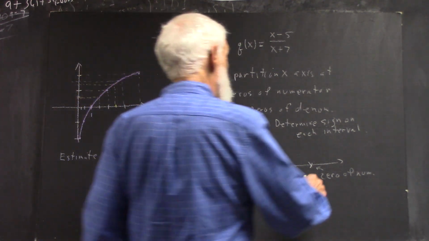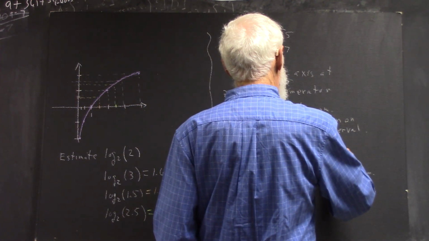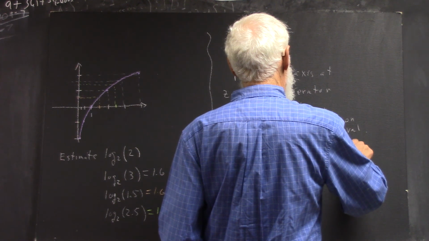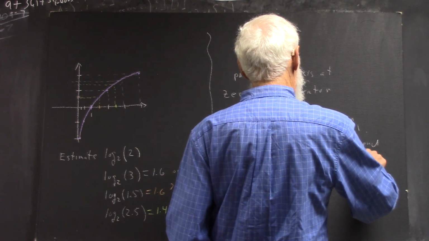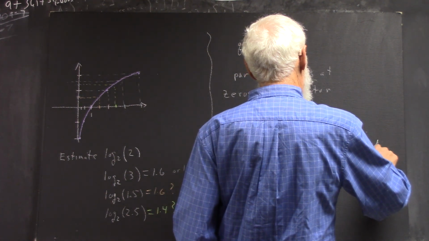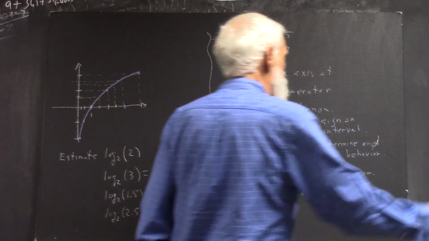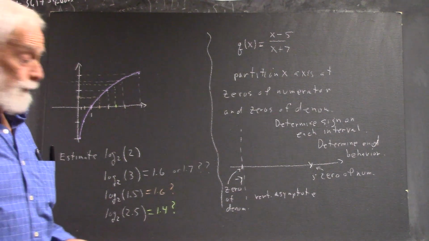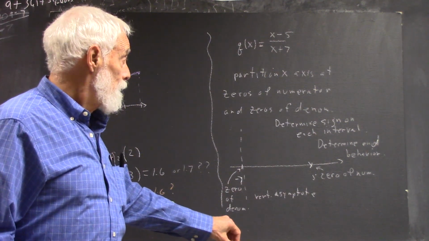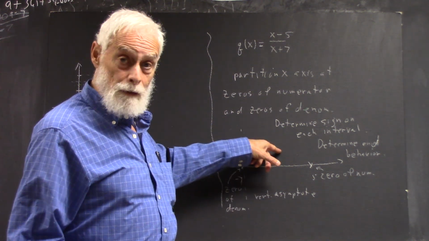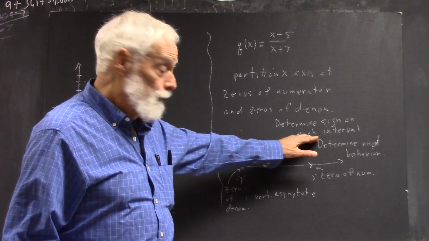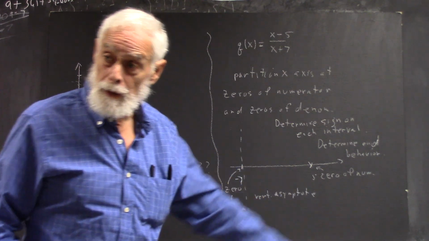And then determine end behavior. And then you construct your graph. So what I want you to take right now is this much. Now, to determine the sign on each interval, we'll talk about end behavior next time.